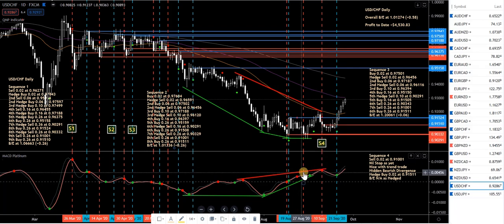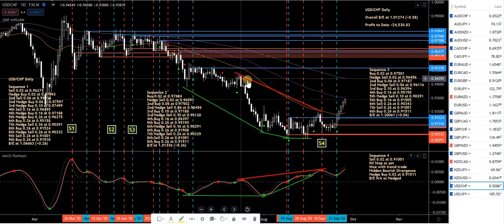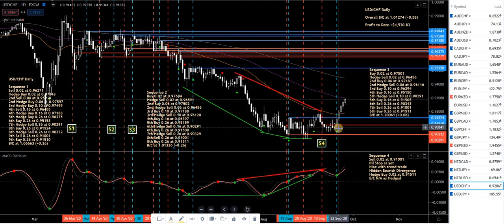The MACD Platinum's above the 0 level, has been for a while, but this pair does do that. Sequence 4, so just concentrate on the right edge of the chart. Sequence 4 was this sell, and because it was based on hidden bearish divergence, I went with a hedge buy. So that's hedged at the moment. That's what I like. That's going up. I don't mind having that hedge.